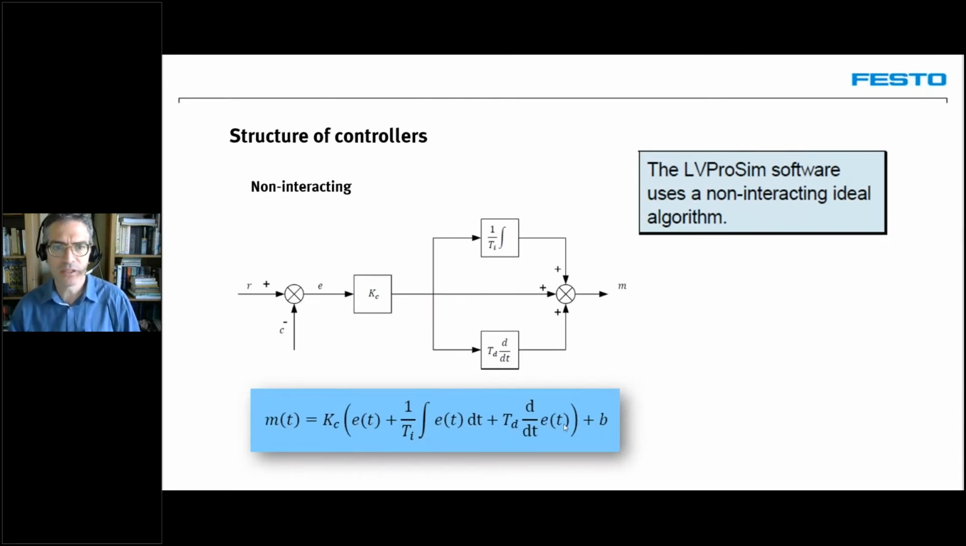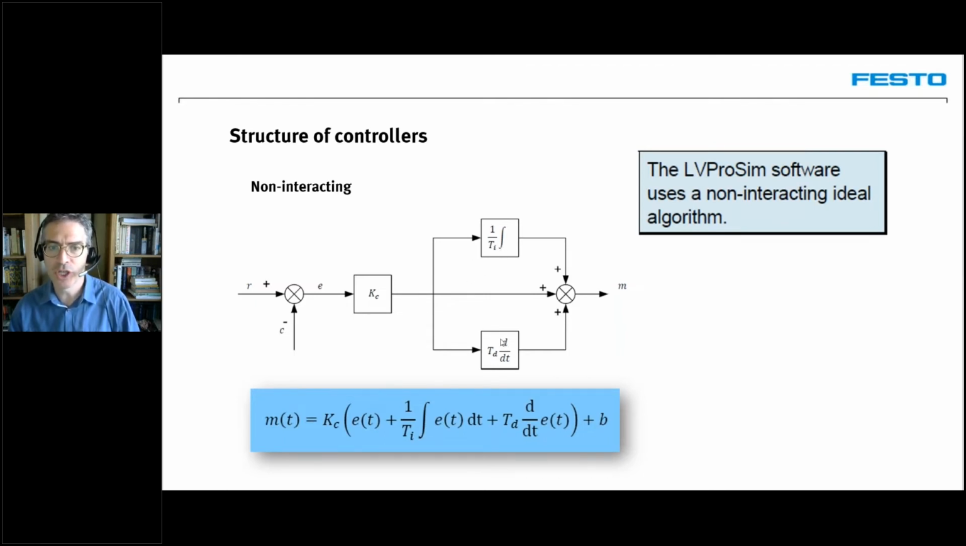Structure of controllers, and then we will dive into our exercises. The first type of controller that we'll look at here is what we call non-interacting controller. What does it mean, non-interacting? It's simply that, as you can see, the way that the controller calculates the parameters, each parameter is independent of the other.